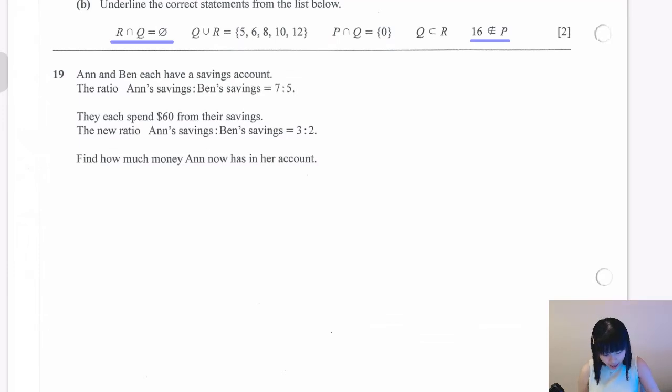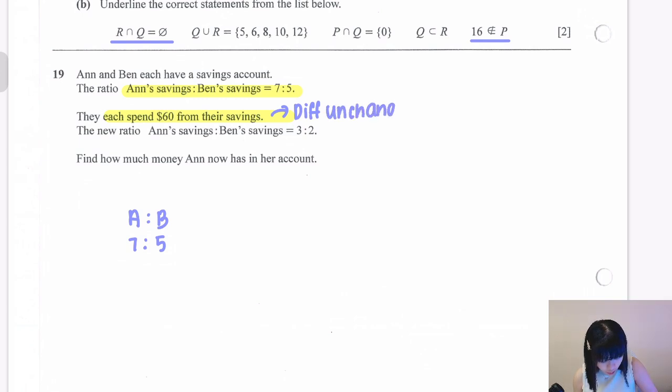Question 19. Anne and Ben each have a savings account. The ratio of Anne to Ben's savings is 7:5. They each spend $60 from their savings. So they spend an equal amount. When they spend an equal amount, the difference will not change.